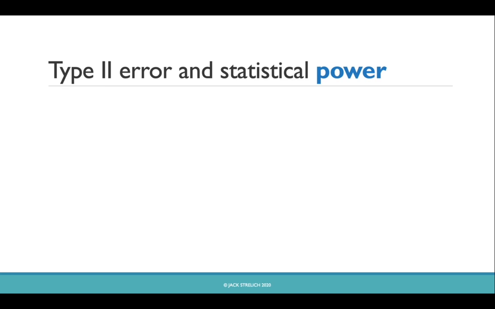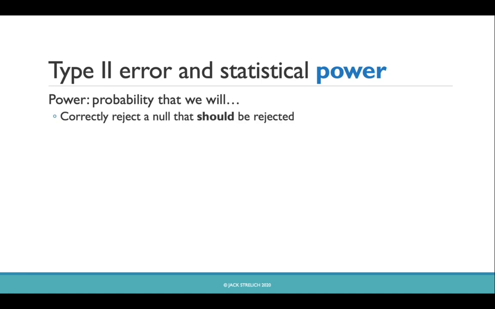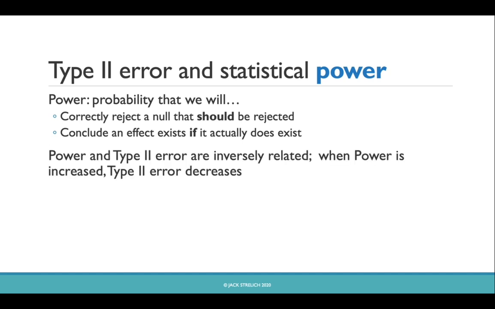And this leads us to the concept of statistical power. Power is the probability that we will correctly reject a null that should be rejected, and conclude that an effect exists if it actually does exist. Power and type 2 error are inversely related. When power is increased, type 2 error decreases.